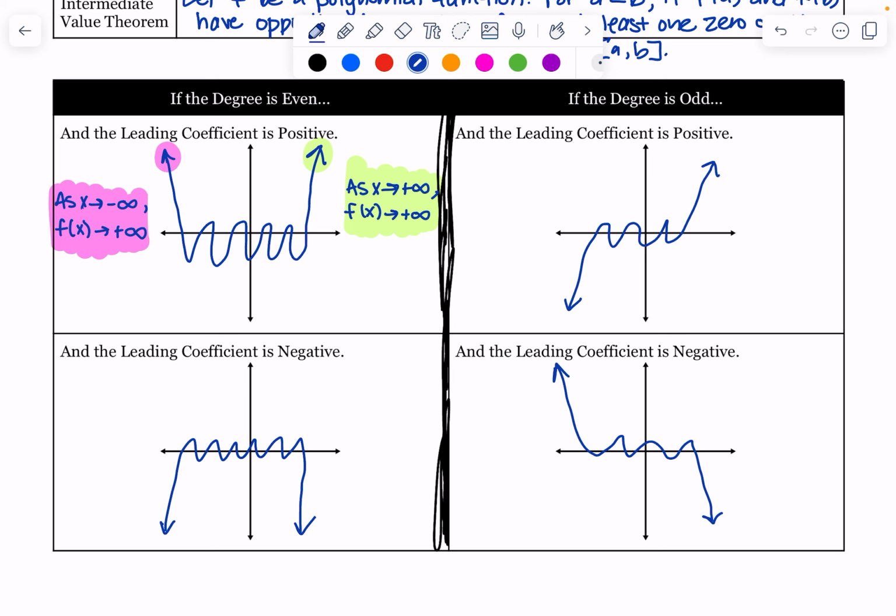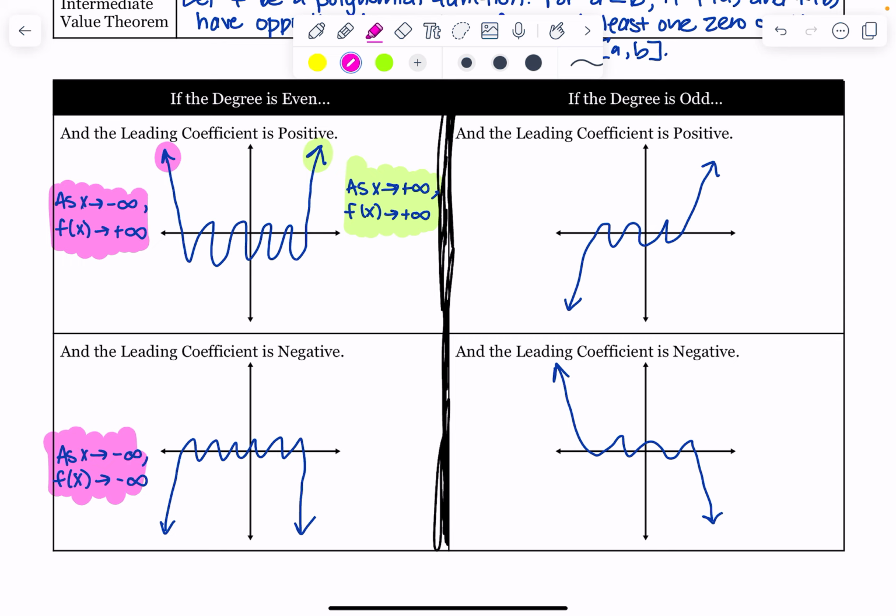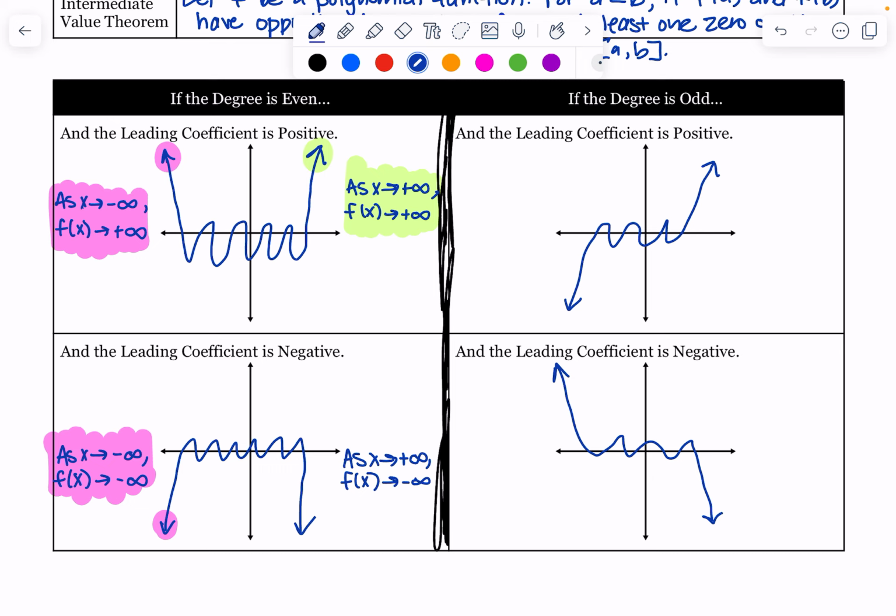For this one, as x goes to negative infinity, so on the left, f of x is approaching negative infinity as well. That one would be pink because we're looking at the left. Pointing down, f of x or y is pointing down, so that would be negative infinity. As x is going to positive infinity, f of x approaches negative infinity, so it's pointing down on the right. So as x goes to the right, f of x points down.